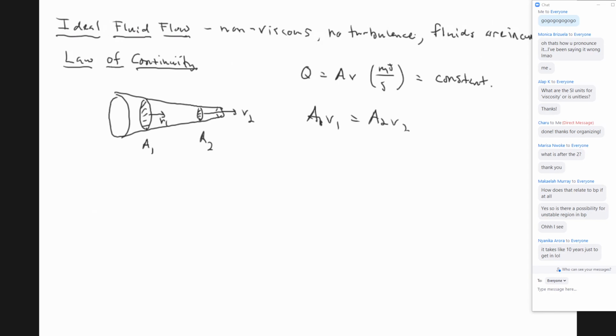What's in parentheses? Meters cubed per second. That's the units. So it's the same units as volume flow rate from Poiseuille's principle, right? All it's saying is that volume flow rate is constant. That's what the law of continuity says. Does that make sense? Meters cubed per second.